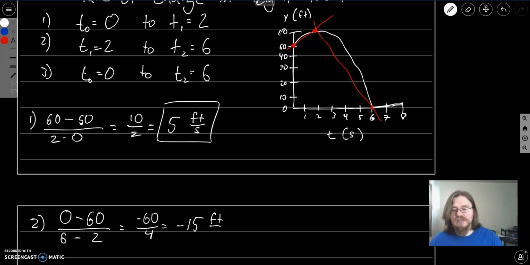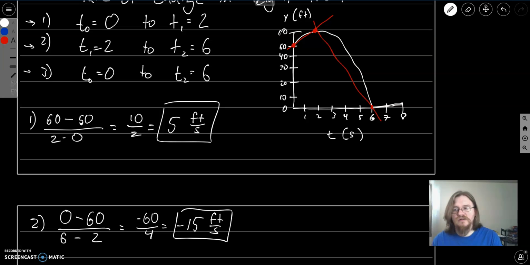And again, we get the same units. A rate of change is going to be how far did it fall in feet versus how long did it take to fall in seconds. So again, we get a negative number here because the ball that's being thrown is falling. The height change is going to be negative. And then the last one is going to be, okay, so on average, it rose 5 feet per second in the first 2 seconds. And then, on average, it fell 15 feet per second in the last 4 seconds.